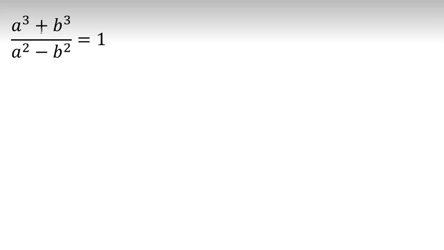a cubed plus b cubed all over a squared minus b squared equal to 1. And we want to find a and b. So let's do something. At first, I want to tell you two identities. a cubed plus b cubed, you can factorize as a plus b times a squared minus ab plus b squared.